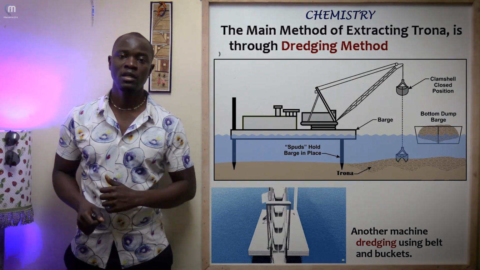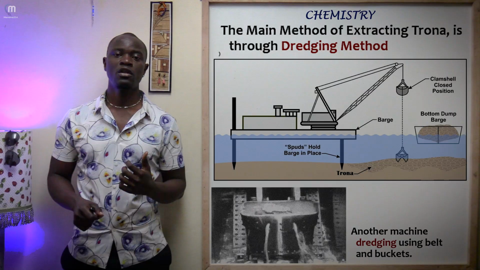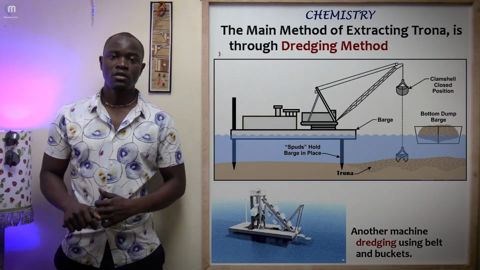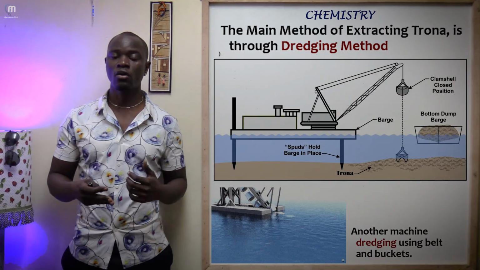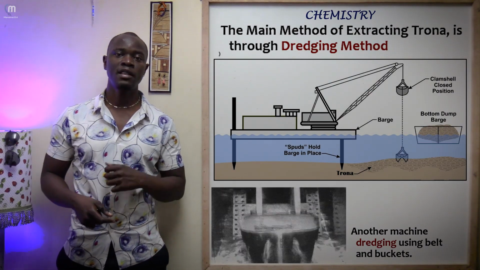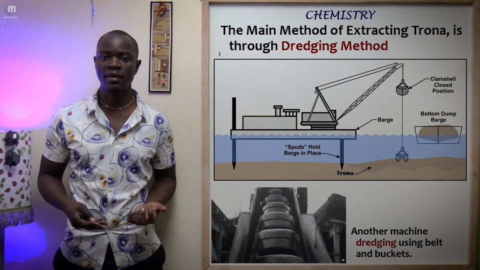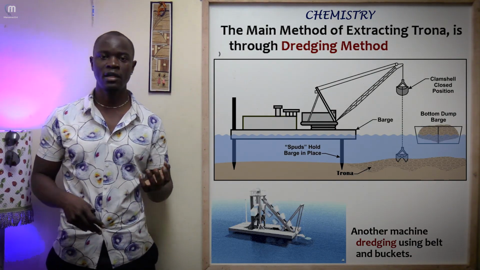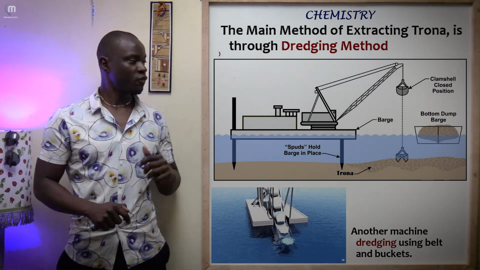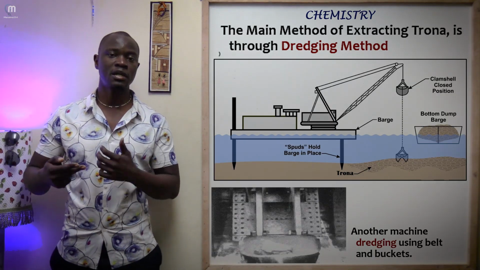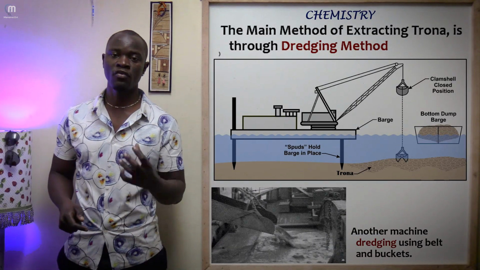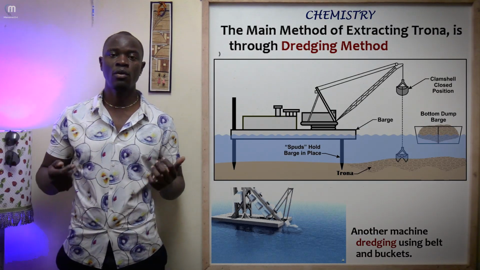So as you can see, this is a machinery which is used to extract the Trona from the bottom of the water body. This process of mining Trona is called dredging. As you remember, in geography we discussed the different methods that can be used for mining. Remember, there was open cast mining, down cast mining, and now this is dredging. If you hear this word dredging, what does it mean? Simply, dredging means removing debris or soil from the bottom of the water body.